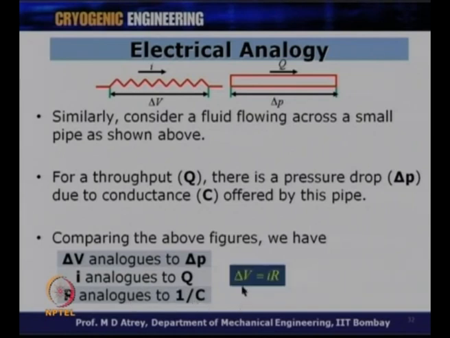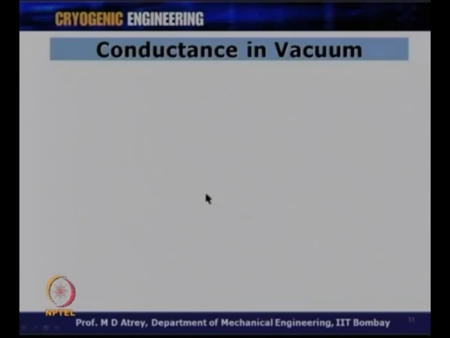Now, we can write delta V is equal to I into R, and therefore I can write delta P is equal to Q into 1 by C. Q is similar to I, and 1 by C is similar to R, and therefore I will get delta P is equal to Q by C in our equation for fluid flow in a small pipe. This is basically a comparison of fluid mechanics, or flow regimes in vacuum, with the electrical energy when current flows through a conductor. We have just introduced a term called C, but we have not yet defined it, so we will try to understand what conductance in vacuum is defined as.